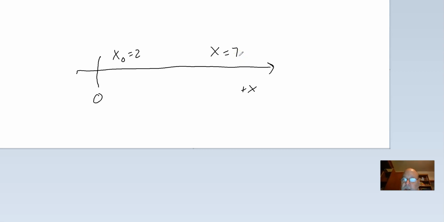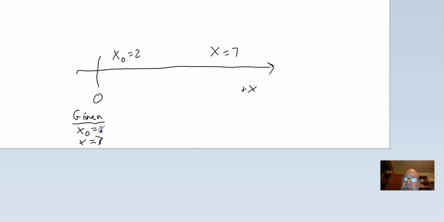And the other thing that I want you to get used to at this point is that we're going to also start writing these things down in a list. So I'm going to have the word given here. What information have I been given? I've been given that x0 equals 2 and x equals 7. So that's the information that I've been given.